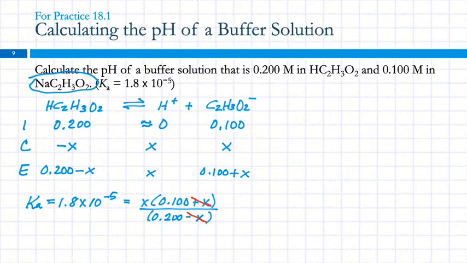So using X is small, I get X is equal to 3.6 times 10 to the minus 5.